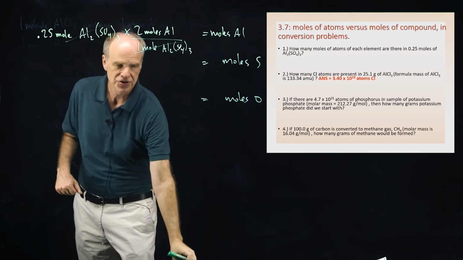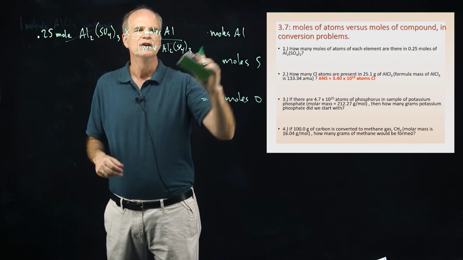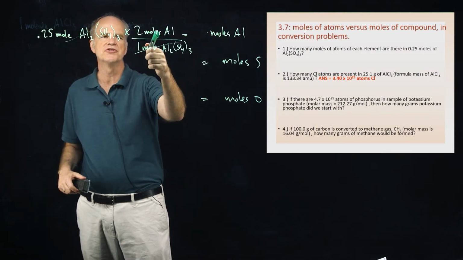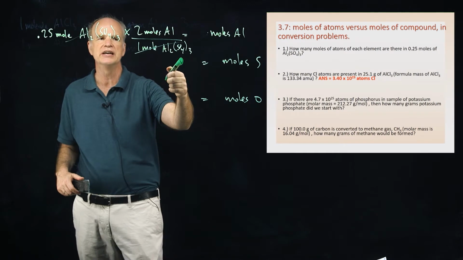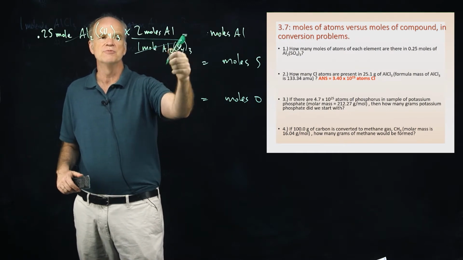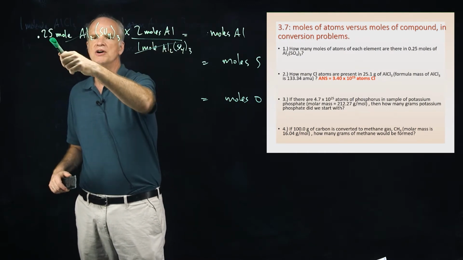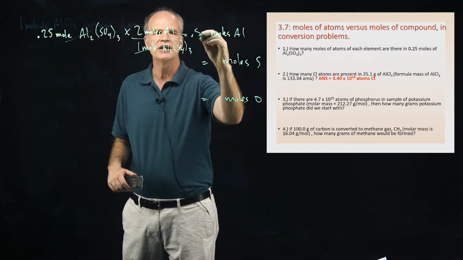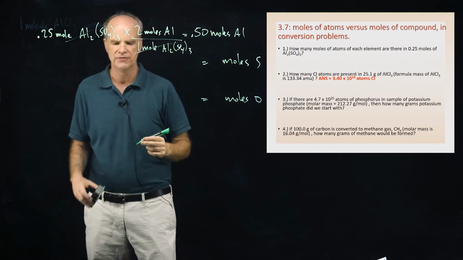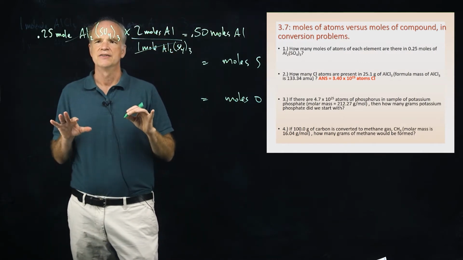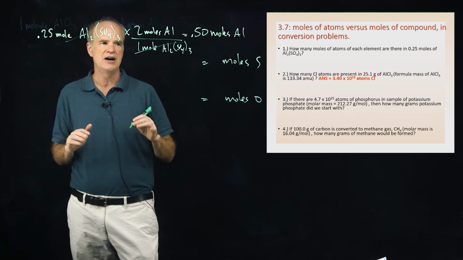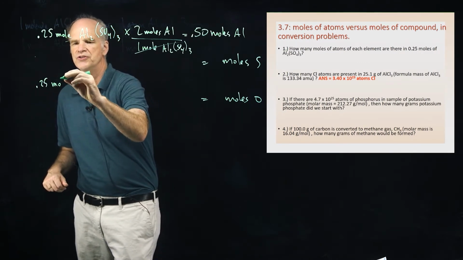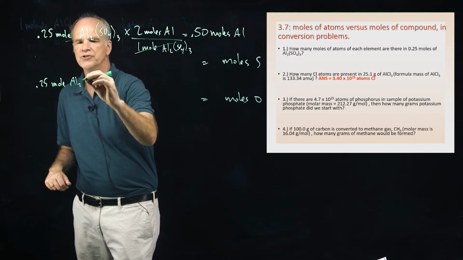So what is your answer? Your answer is 0.25 moles of aluminum sulfate times 2 moles of aluminum divided by 1 mole of aluminum sulfate. You're left with an answer in moles of aluminum. The math is just 0.25 times 2 divided by 1, so we should get as an answer 0.50 moles of aluminum. Okay, let's try taking this aluminum sulfate now to moles of sulfur. Again, we have 0.25 moles of aluminum sulfate.